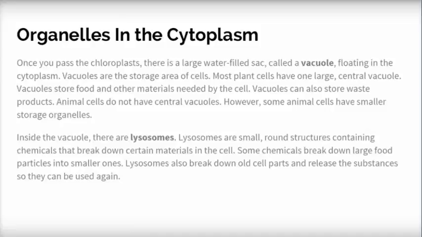Inside the vacuole, there are lysosomes. Lysosomes are small, round structures containing chemicals that break down certain materials in a cell. Some chemicals break down large food particles into smaller ones. Lysosomes also break down old cell parts and release the substances so they can be used again.